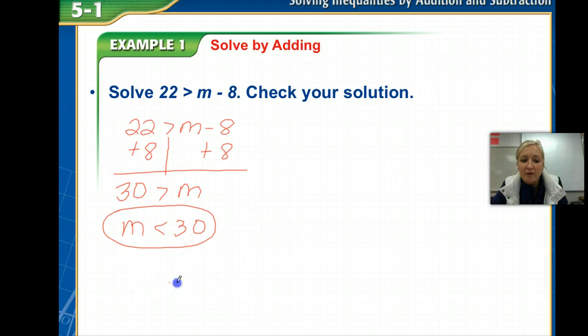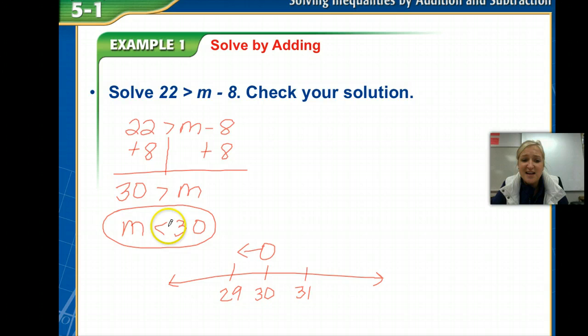Always having my variable first, when I graph it on my number line, now I know which direction my arrow goes in. It's an open circle at 30, and my arrow is going to be less than, same direction.